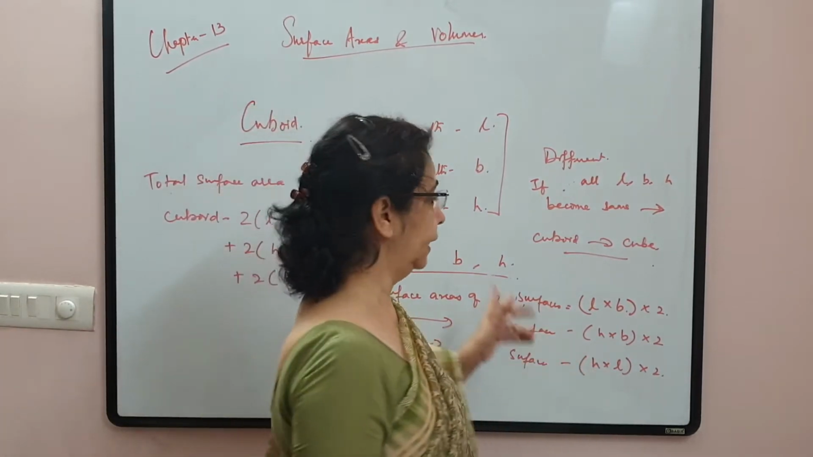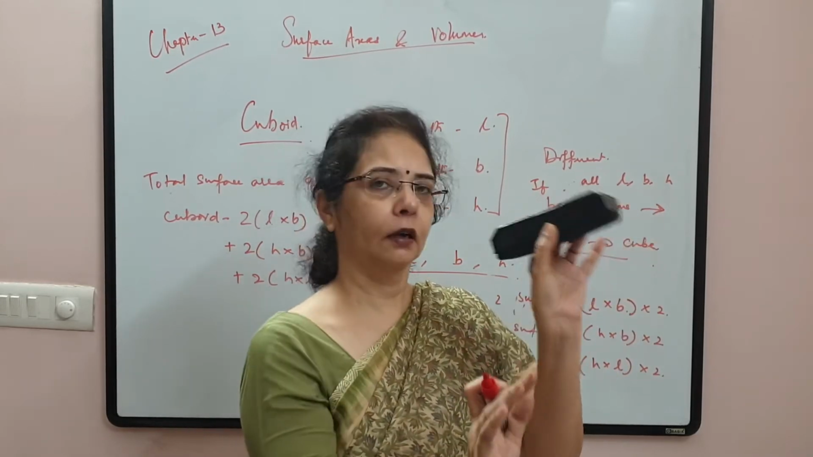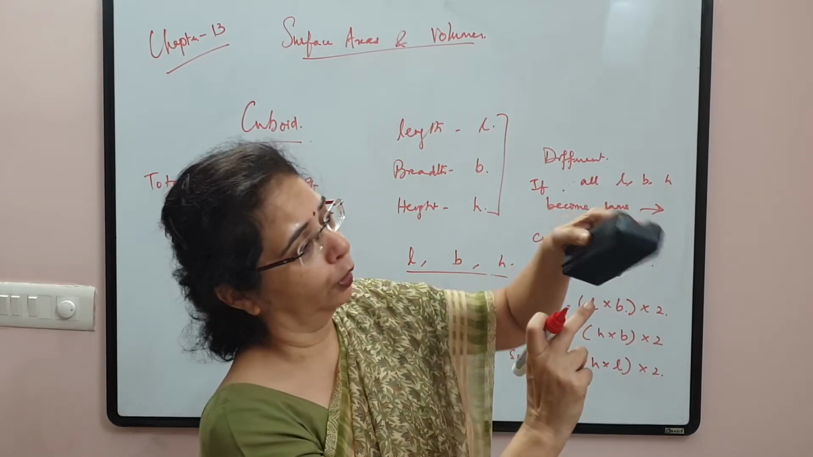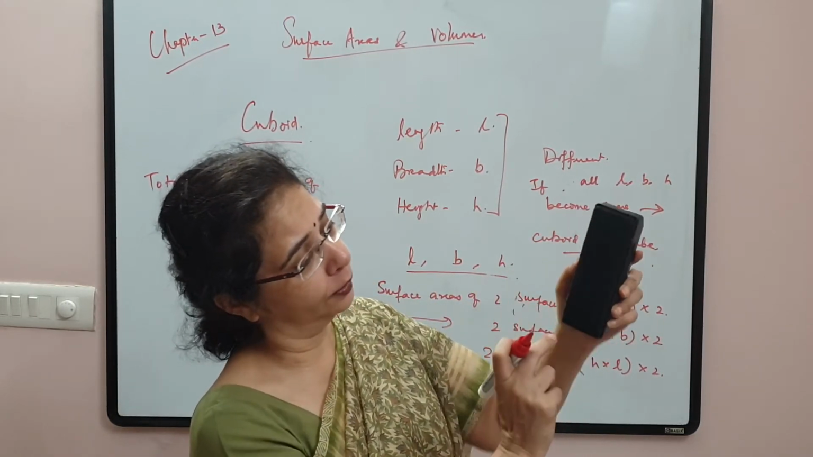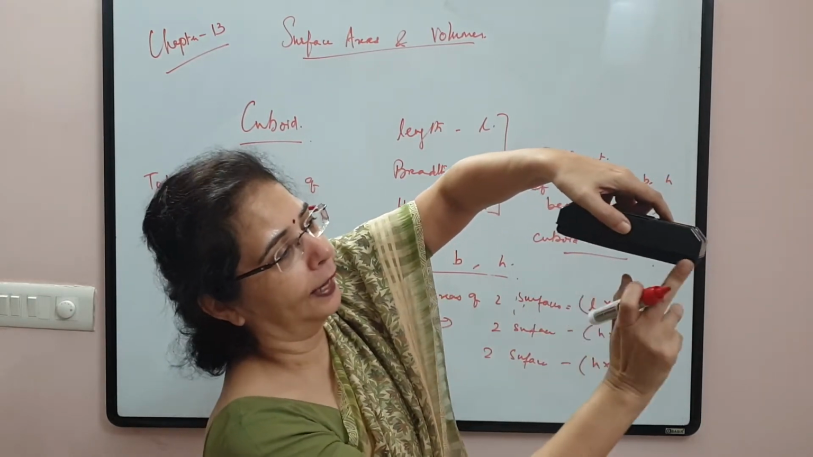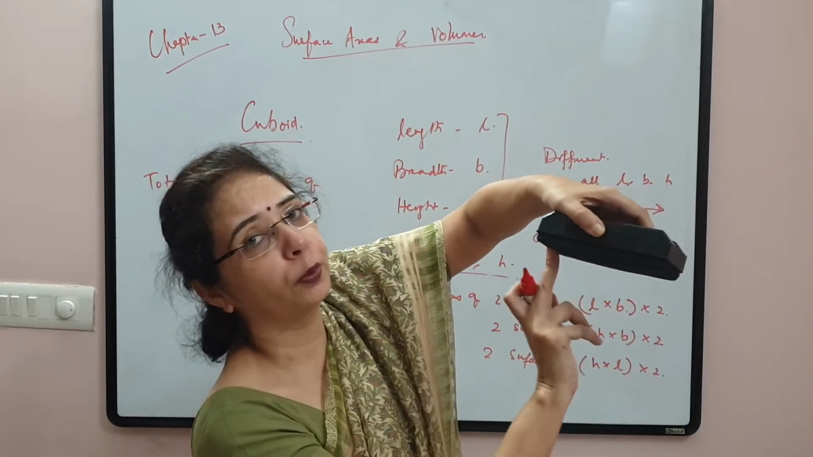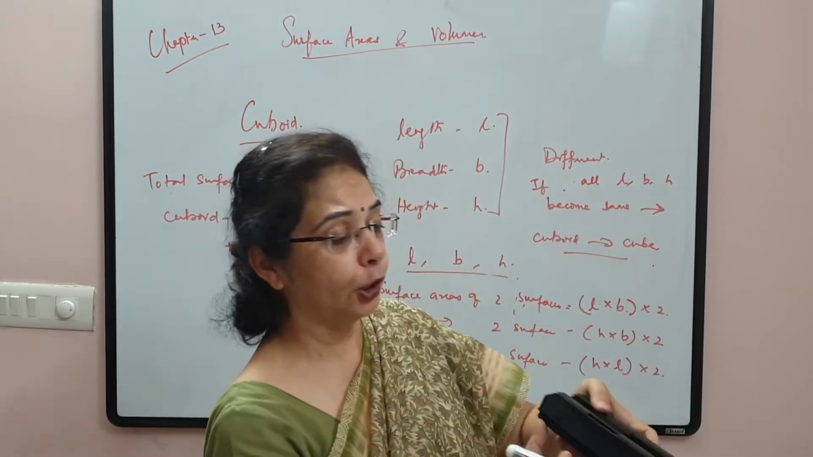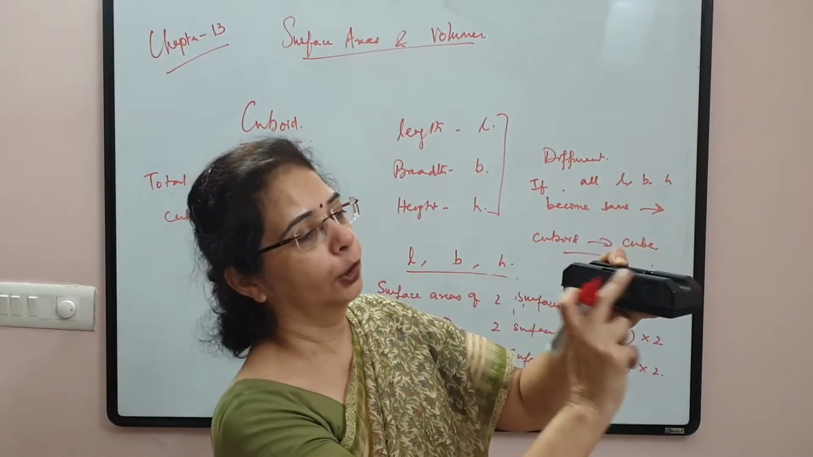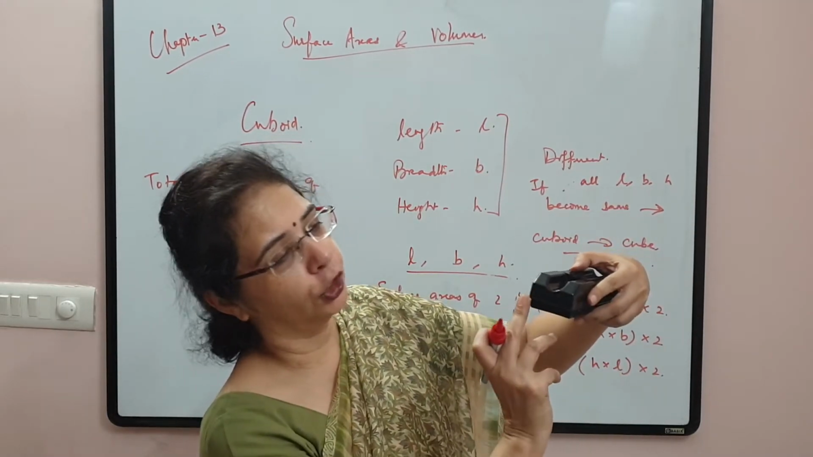Because each kind has two surface areas, like this and this, this and this, this and this, right? Children, don't get confused. I earlier told you H into L. No, this is L into B. Don't get confused. This is H. This is L into B and this is H. Okay? So this surface area was L into B, not H into L. Okay? H into L is what? This surface area, because this is length, this is height. So this is H into L. This is L into B, and this is H into B.